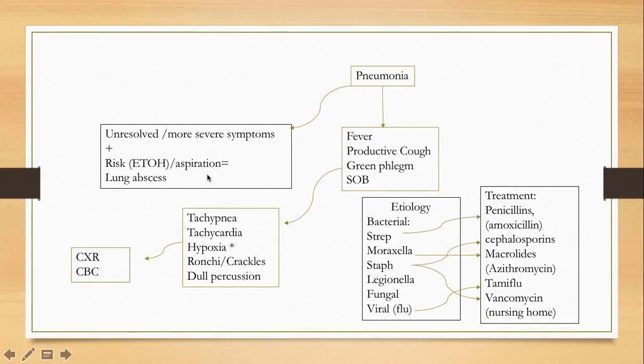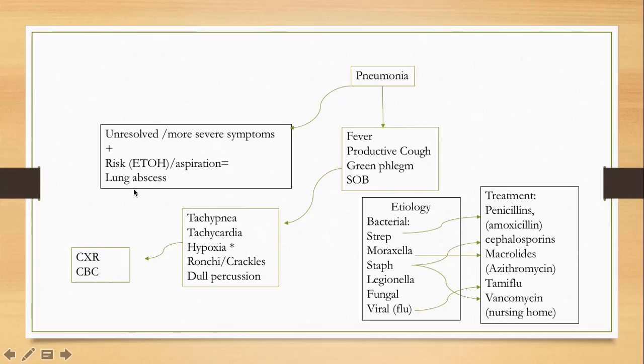And what is the population that's going to be at risk for this? It will be basically your alcoholics and patients who are at risk for aspiration. For example, your patients with stroke who can't handle their secretions, or even patients after a seizure can aspirate their contents. So that's how they can develop lung abscess.